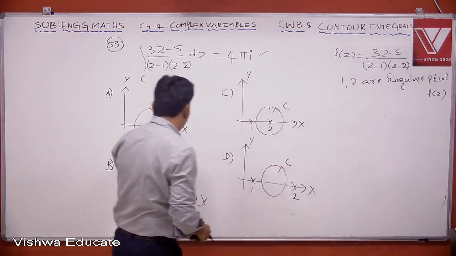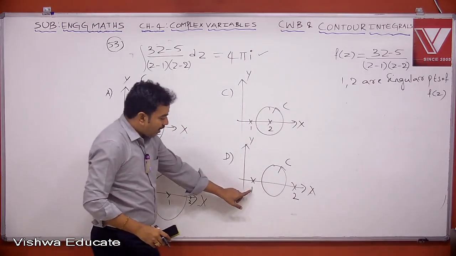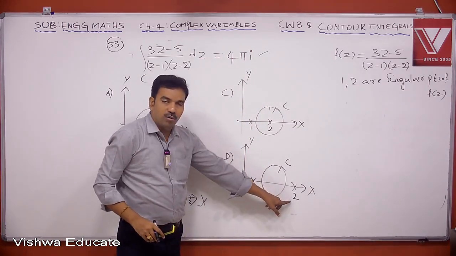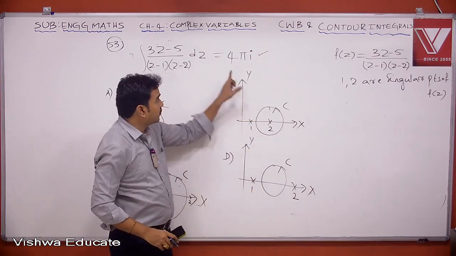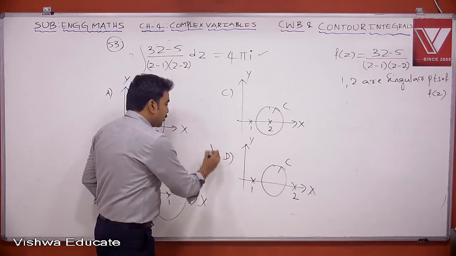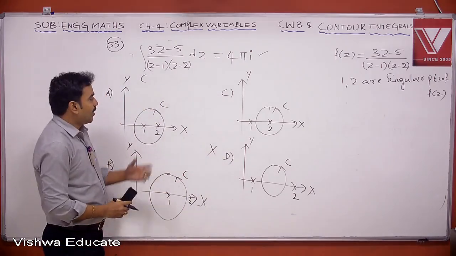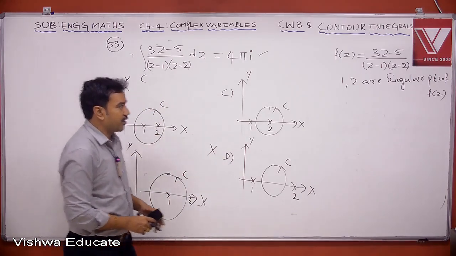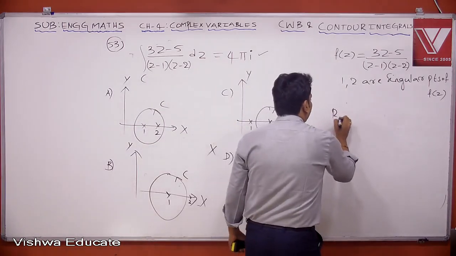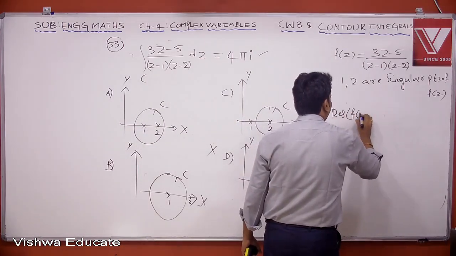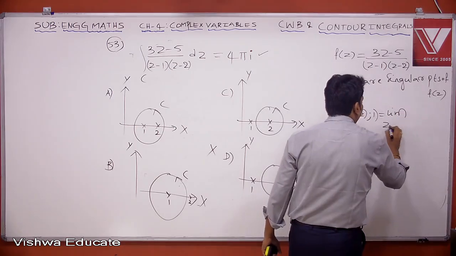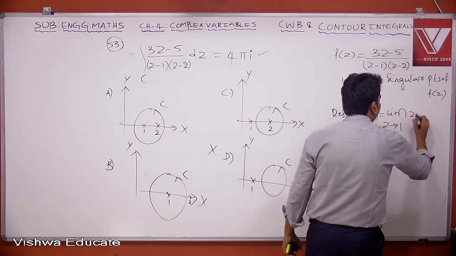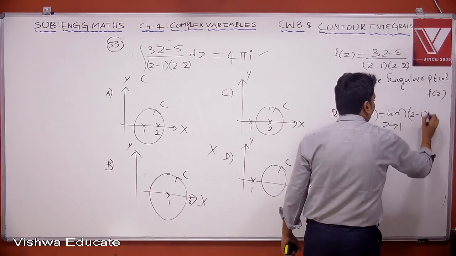Now look at option D. Here 1 lies outside the circle, 2 lies outside the circle. When both lie outside the circle, the integral becomes 0, but this is a non-zero expression. So option D is wrong. So let us find the residue at 1 first. Residue of f of z at 1: 1 is a simple pole. So this gives the limit as z tends to 1 of (z minus 1) times f of z.